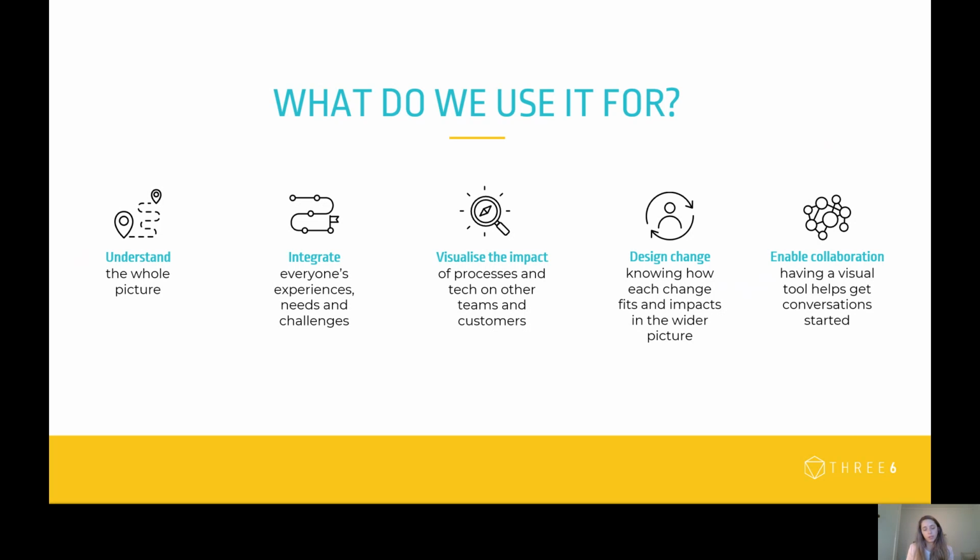And my favorite is that it enables collaboration. Having a visual tool helps everyone have an opinion. It is fantastic because everyone sees something and they can give their feedback and experiences, maybe about something that is wrong. If you don't put it in a picture, in a map, as a consultant or as someone helping design something that is not what you do every day, you may be missing things. So it is really important to have that tool to enable everyone to give you feedback.